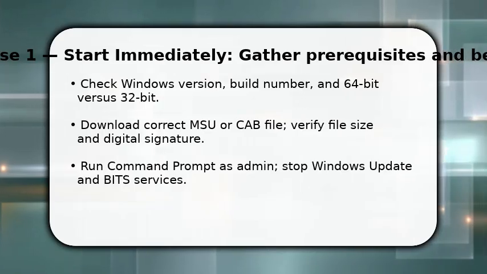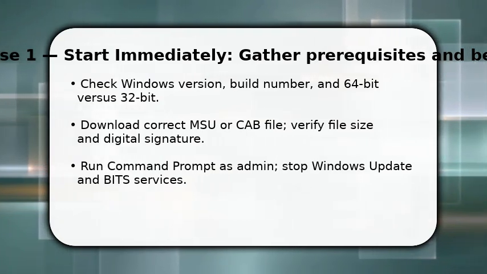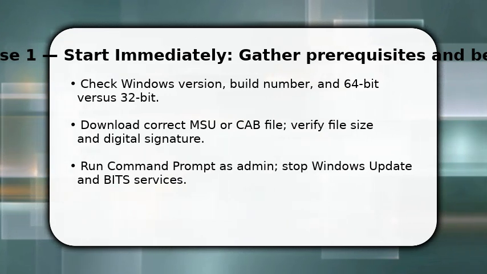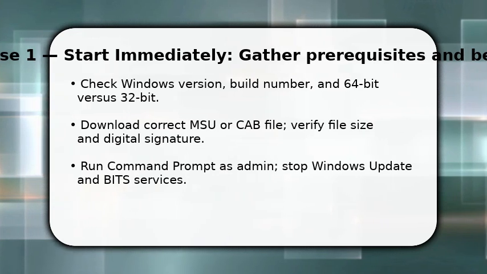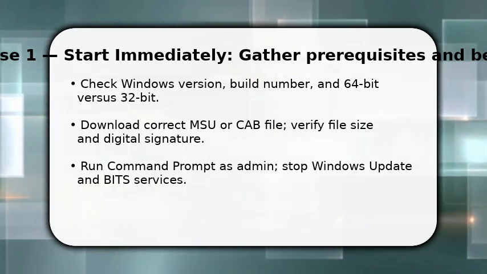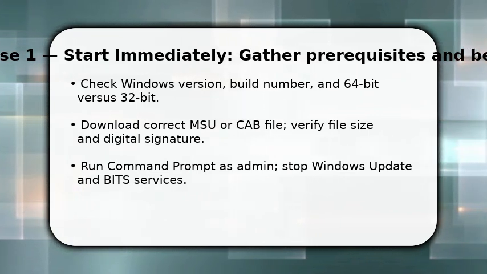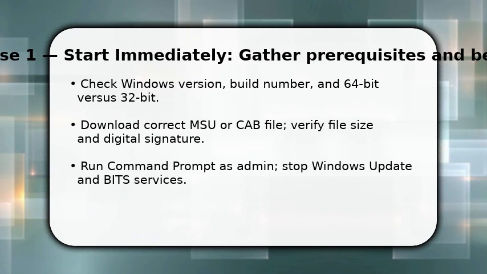You begin by confirming Windows Edition and Build, because the wrong package fails. Once confirmed, download the matching MSU or CAB and verify its digital signature. Run Command Prompt as administrator to avoid permission errors, and stop the Windows Update and BITS services to free installer locks. While stopping services, note running antivirus that may block file access.